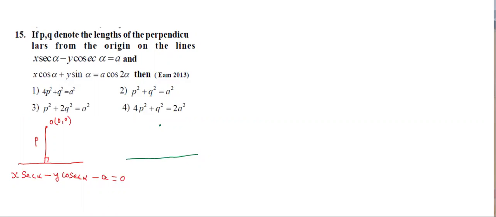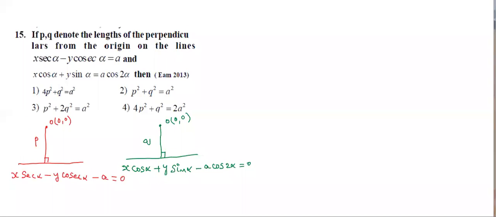Now here also, the perpendicular distance from the origin to the line is q. What is the line? x cos alpha plus y sin alpha minus a cos 2 alpha is equal to 0.